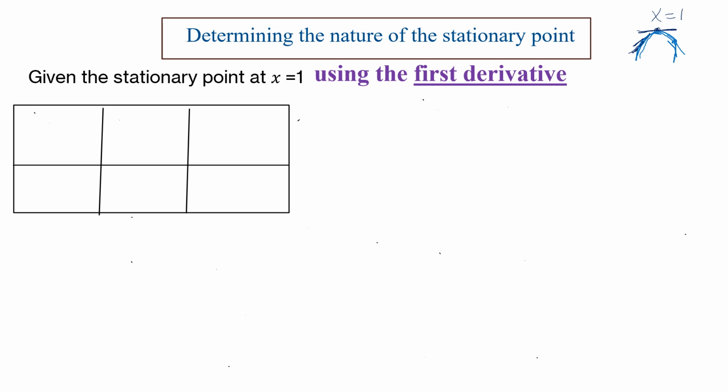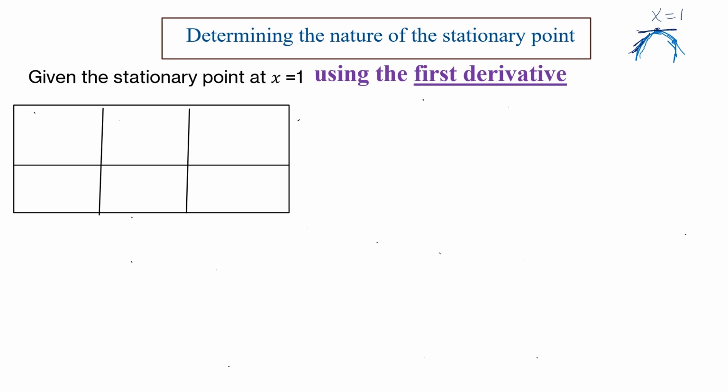Right, so this is what we're going to do. We're going to examine the gradient of a point that is to the left of x equals 1 and the right of x equals 1. This particular point cannot be too far away from x equals 1, because if it's too far, then it's not accurate.